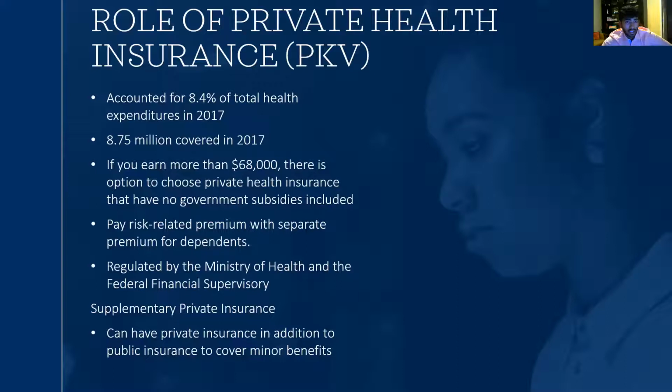There's also an option to have both the public health insurance and the private health insurance, which is the supplementary private insurance. This is done when you want to have private insurance in addition to the public insurance, to cover minor benefits.